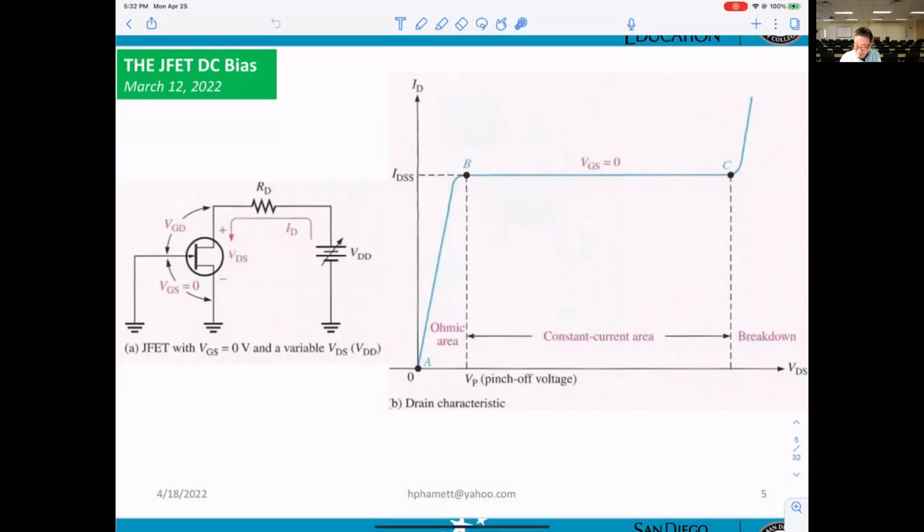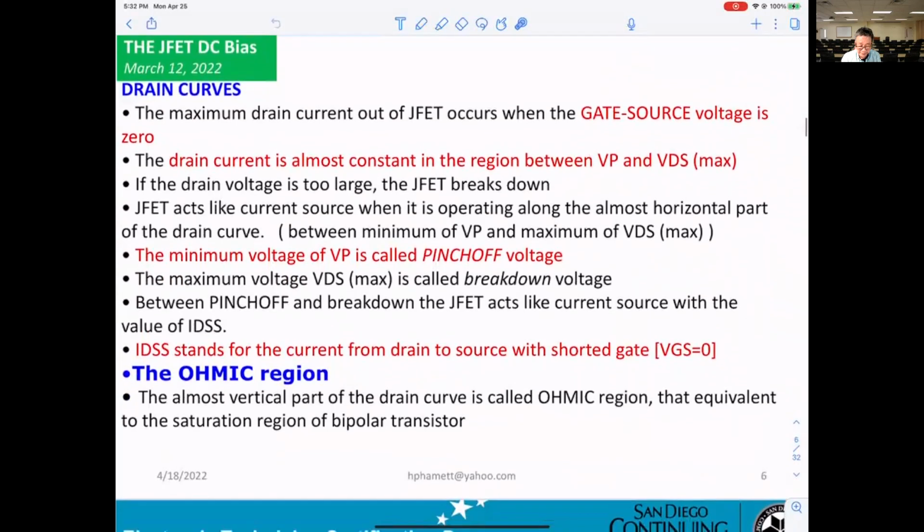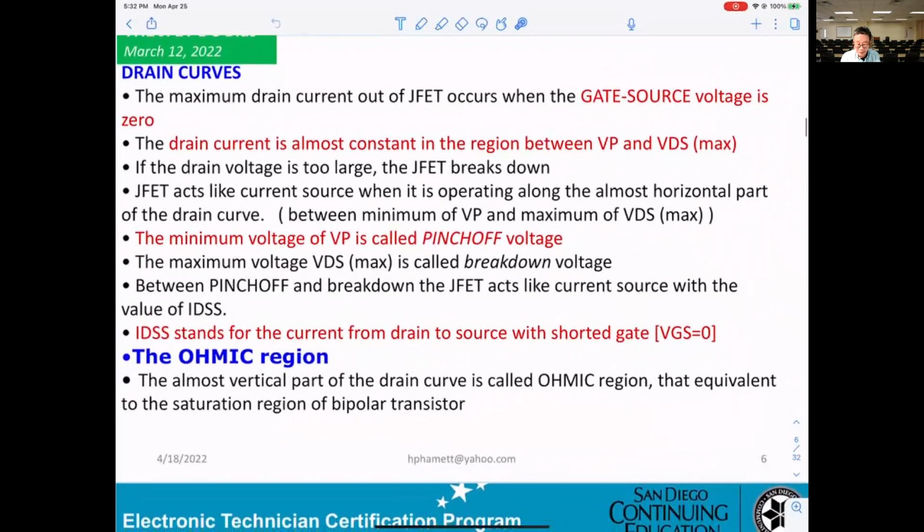From VP up to the breakdown, that's what they call a constant current area. That means the current has no change, and ID is equal to the maximum current. Okay, and this is a summary. Try to read over: maximum drain current of a JFET occurs when the gate-source voltage is 0.